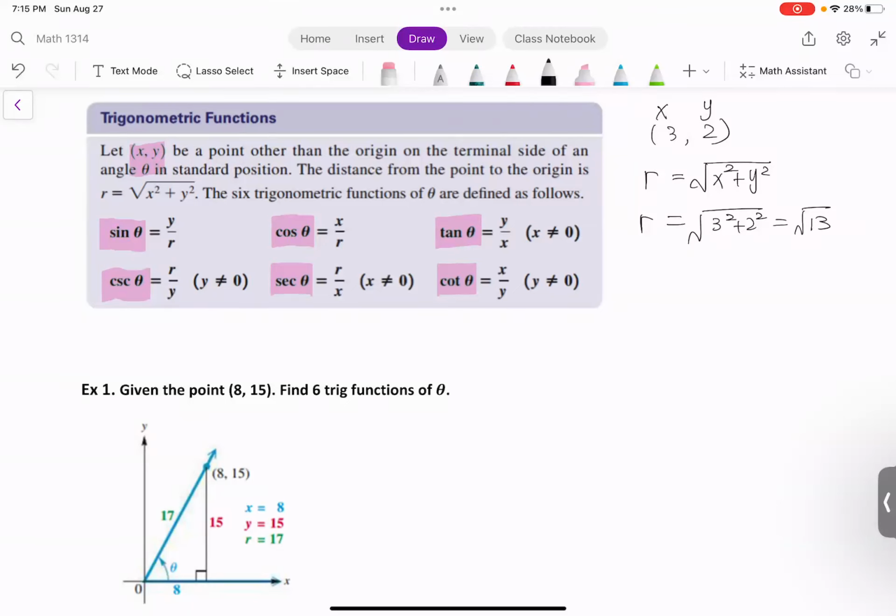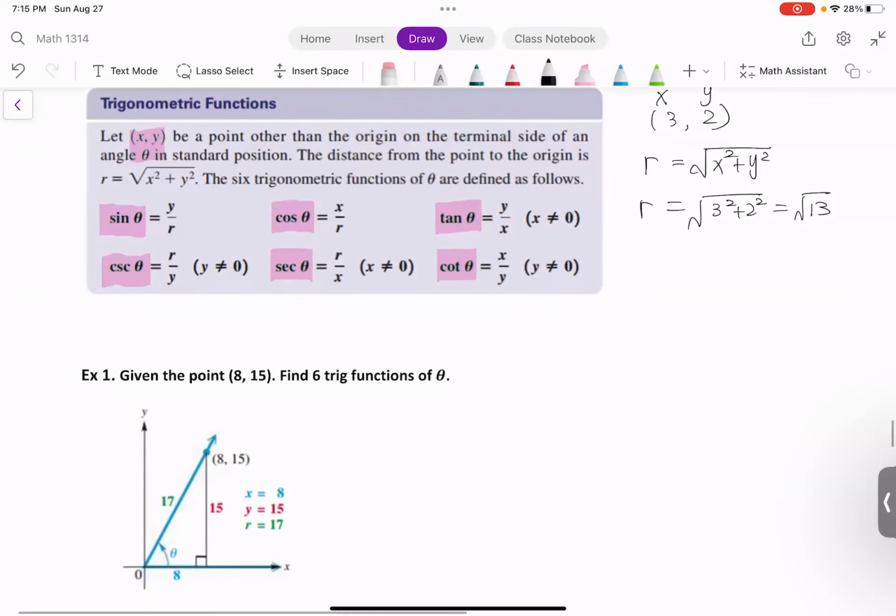If I have the x, y, and r values, I plug them into the functions: sine theta equals y over r, cosine theta equals x over r. I can find the values of these 6 trig functions. That will be very interesting, and we will use these 6 trig functions very often in the semester. So let's introduce them individually.